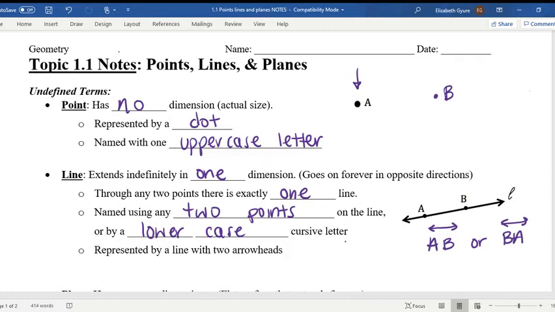So it doesn't necessarily have to be alphabetical if you don't want it to be, but you do have to have 2 uppercase letters with a double-sided arrow above it. Or if you prefer, you can use your cursive letter and you would just write line L. That one does not need the little arrow. It's just when you use the points.